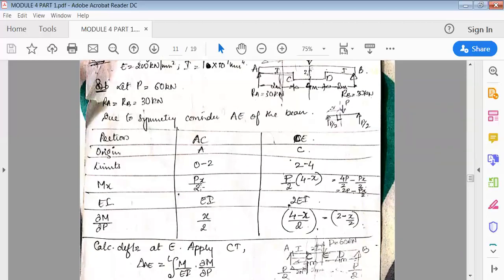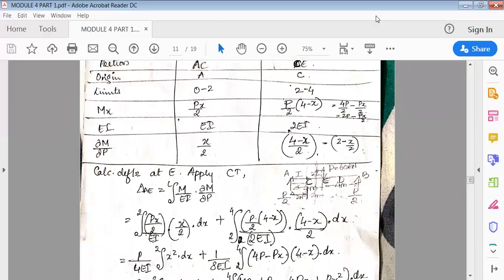Then dou m by dou p. So dou m by dou p will cancel, so I'm left with x by 2. Here also dou p will cancel, so I'm left with 4 minus x by 2. Okay, as usual. Then find the deflection at E.